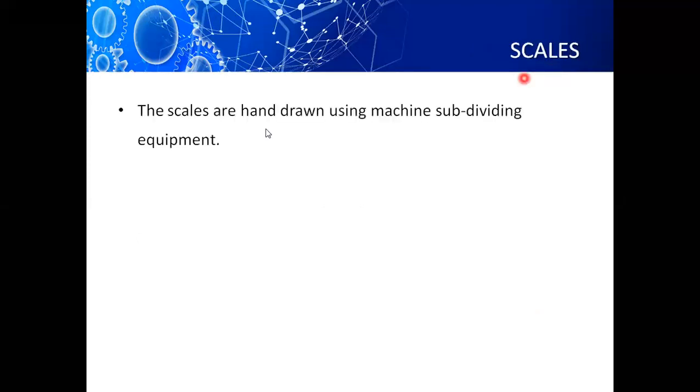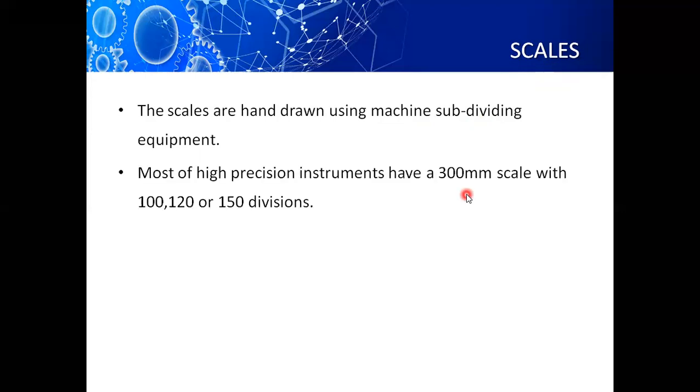Coming to the scales, they are hand-drawn using machine subdividing equipment. Most high precision instruments have a 300 mm scale with 100, 120 or 150 divisions. So it's high precision; you can see over a 300 mm scale, that means a 30 centimeter scale, we have around 150 divisions or so.